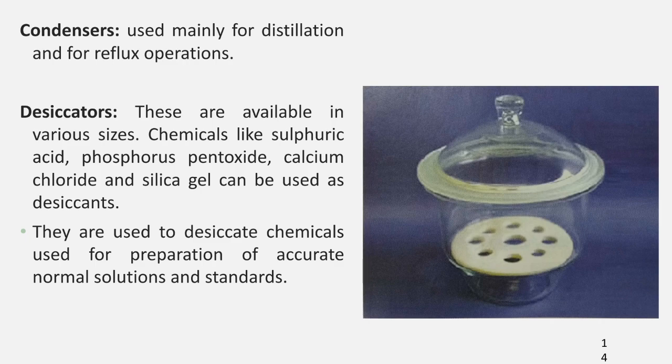Then desiccators. This is the desiccator, and it is available in different sizes. Chemicals like sulfuric acid, phosphorus pentoxide, calcium chloride and silica gel can be used as desiccants. It is used to desiccate chemicals and for the preparation of accurate normal solutions and standards.